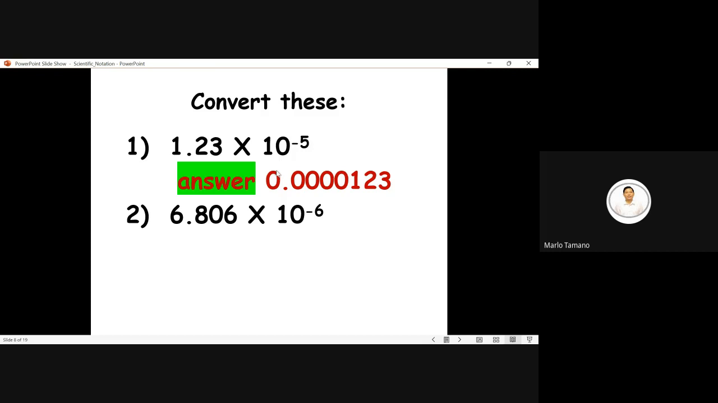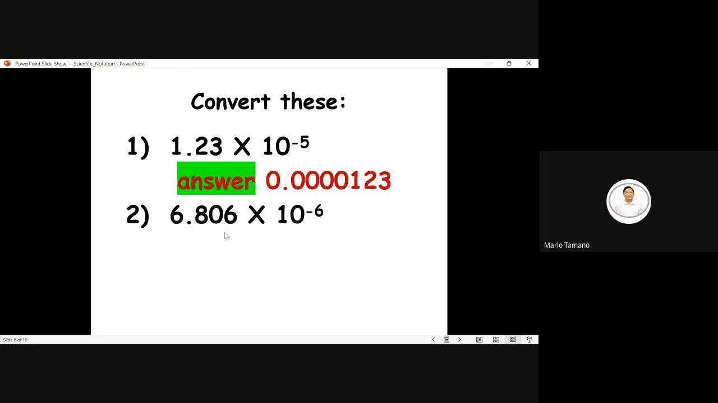0.000, apat na 0 plus 1. So, di ba nandito yung decimal kanina between 1 and 2. Okay, ililipat lang po natin dun sa kaliwa at magbibilang kayo ng 5 spaces. So, 1, 2, 3, 4, 5. Okay, gagawin lang naman po yan kapag negative. Naintindihan? Opo.